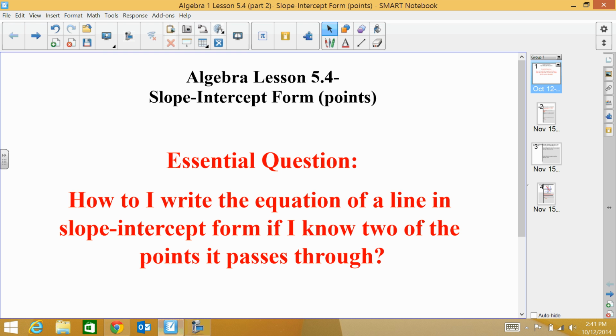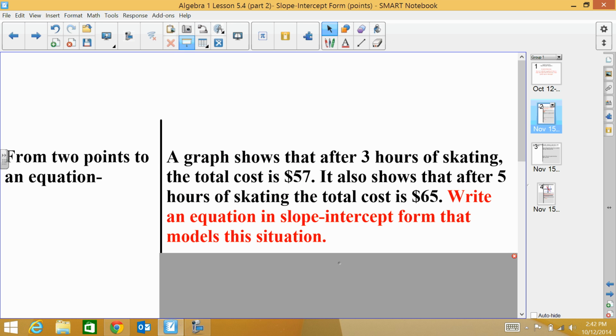For section 5.4 part 2, we're talking about using slope-intercept form and points to write an equation. So your essential question is, how do I write the equation of a line in slope-intercept form if I know two of the points that the line passes through? So let's see how we get from 2 points to an equation.